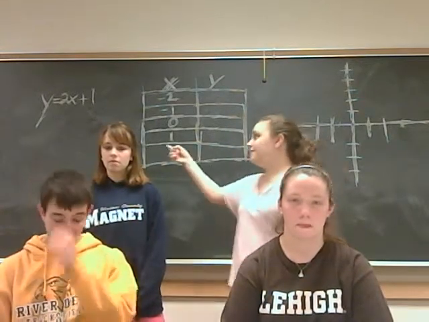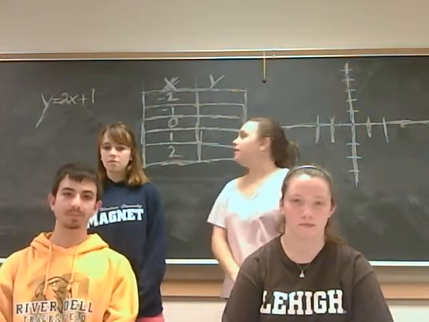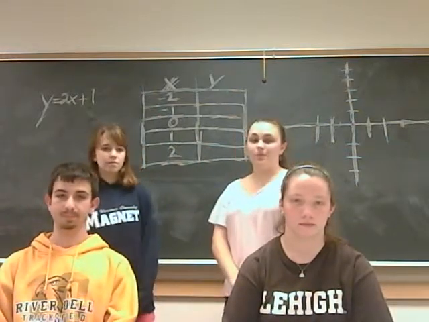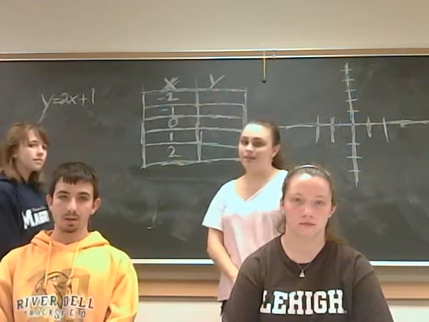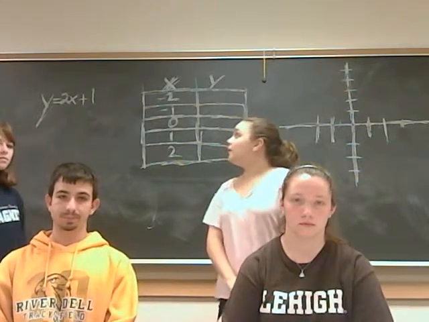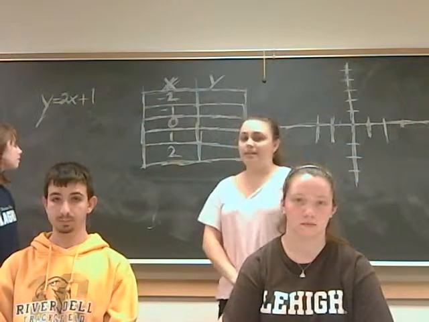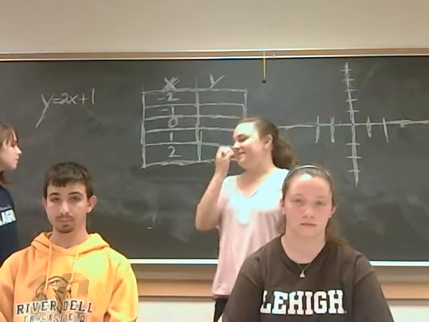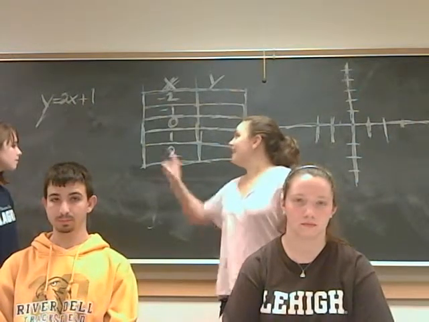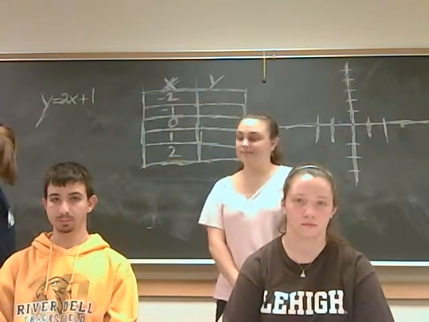Alright, and behind us we have our first formula, y equals 2x plus 1, and it's in the y equals mx plus b format, where m is the slope of the line, which is equal to 2, and b is the y-intercept, and that's equal to 1.